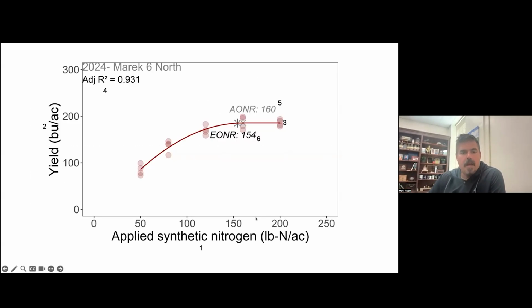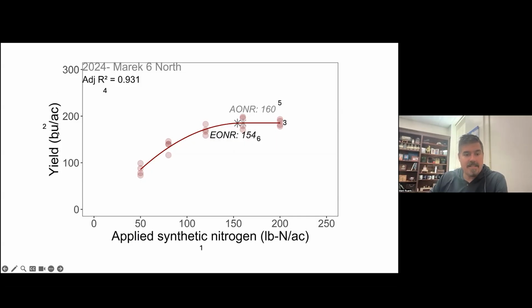So here we go. This is a nitrogen response curve, right? And what are the components of it? I've got these little numbers here to remind me of all the things I need to point out. Number one, we have the x-axis, which is the different rates of nitrogen applied. Here, the minimum rate was 50 and went up to 200 pounds in 40-pound increments, or something along those lines. And if we have multiple reps, we have multiple plots at each nitrogen rate.